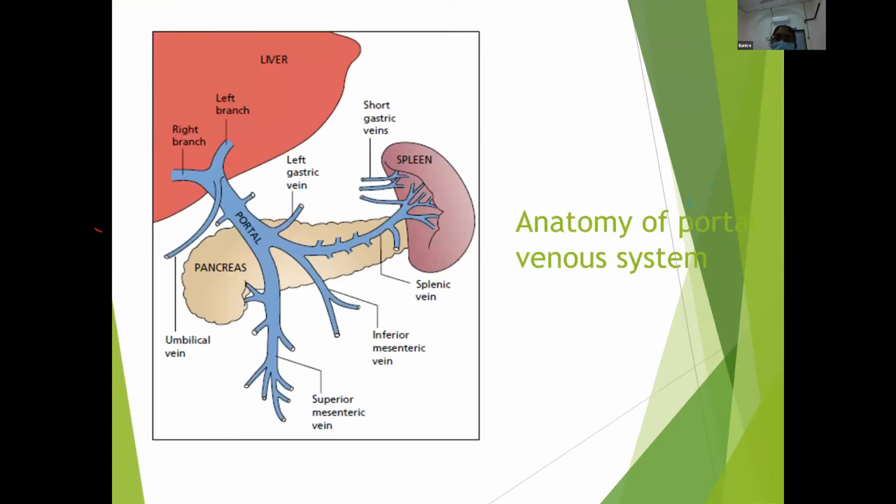This is the anatomy of the portal venous system. The portal system originates from the right and left hepatic veins, and then it forms the portal vein, which divides into the superior, inferior, as well as the splenic portal vein.